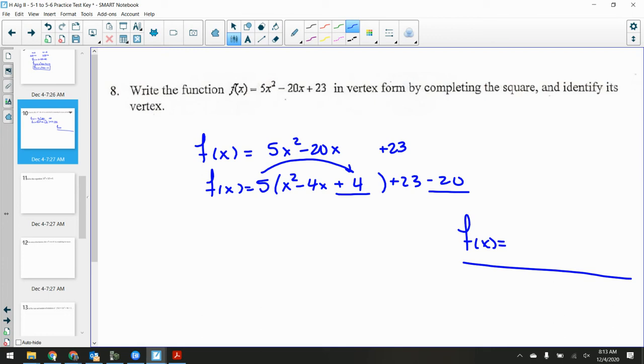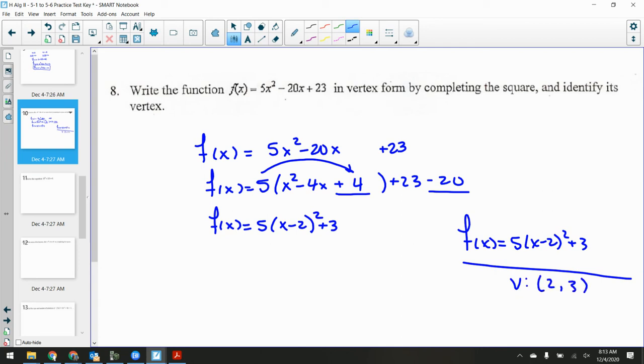That's the weird one: if you factor out an a value, you have to take that into account when you subtract that away. So f of x is equal to 5 times x minus 2 squared plus 3. So the vertex of this is at, sorry, here, hold on. x minus 2 squared plus 3. So the vertex is at 2, 3.